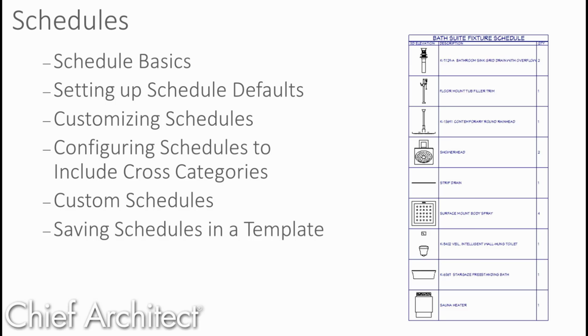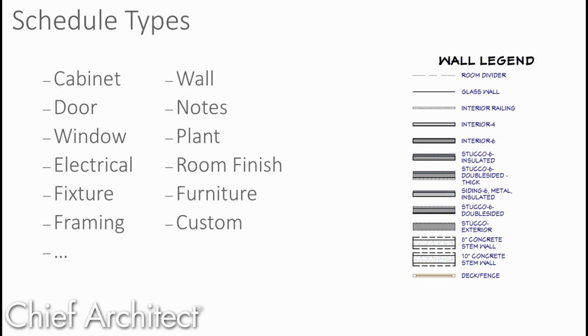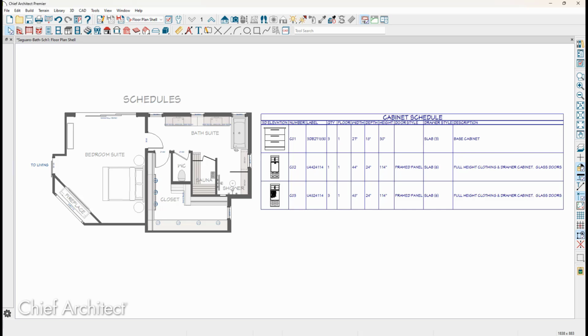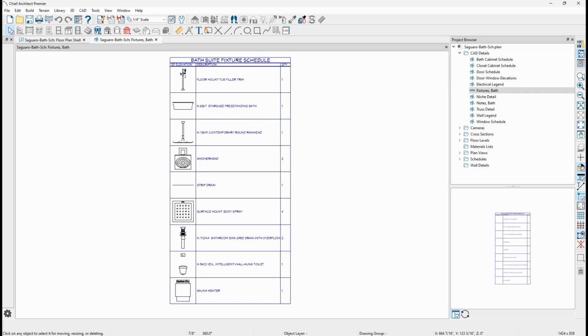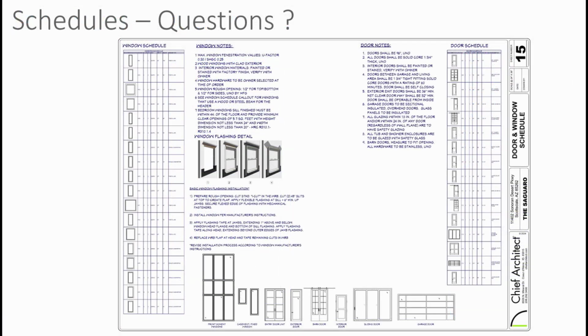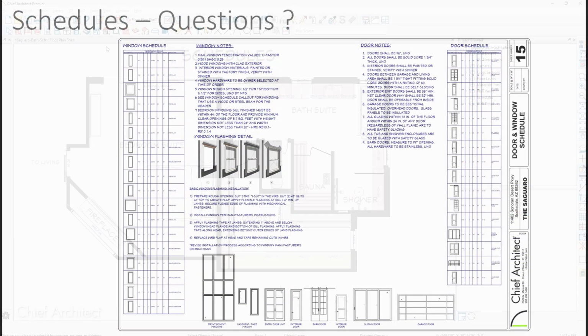Let's get started with the types of schedules you can create in Chief Architect. There are several types of schedules built into the program that range from specific, such as cabinets and doors, down to custom schedules. They all work in a similar fashion. Once you learn how to create and modify them, it will apply to all types of schedules. Schedules can be placed in your floor plan view, in an elevation view, or in a CAD detail, which is really a preferred method, as we'll discuss for best practices.